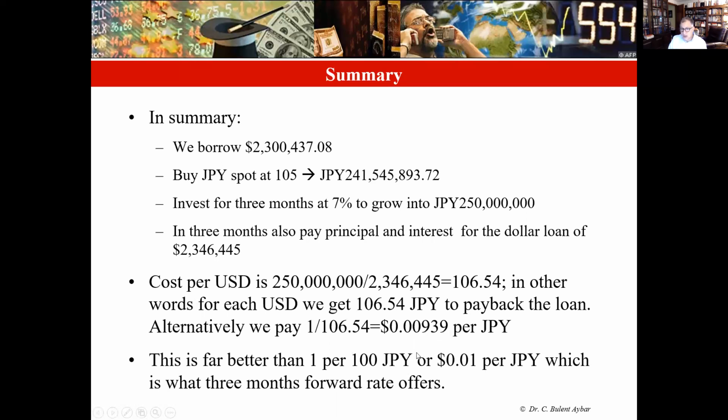So obviously, whether we are looking at it from this perspective, which suggests that we can get 106.54 per dollar versus 100 Japanese yen per dollar, or we could just reverse this and say that we will have to pay $0.0939 per Japanese yen versus $0.01. So obviously, this amount which transpires from our money market hedge is more advantageous.